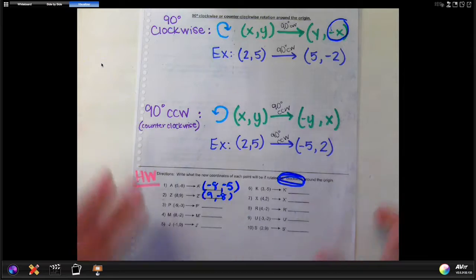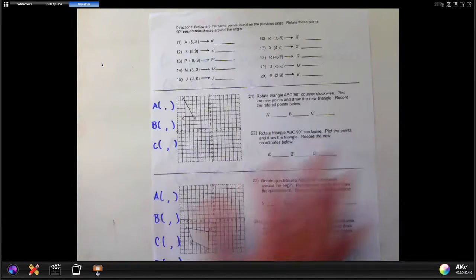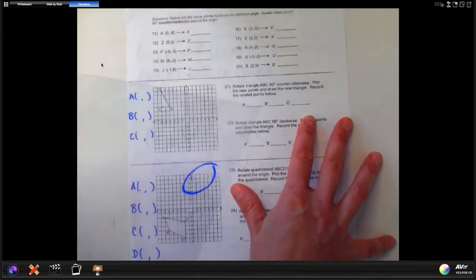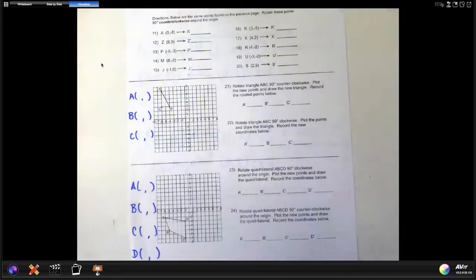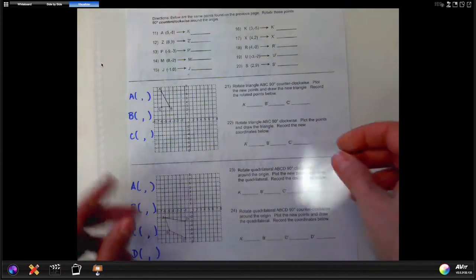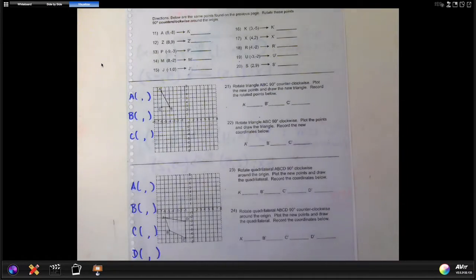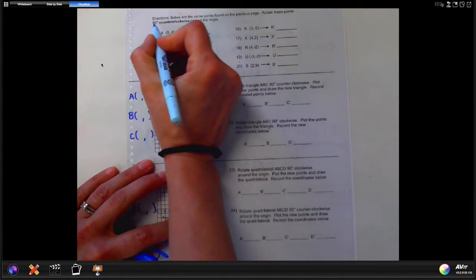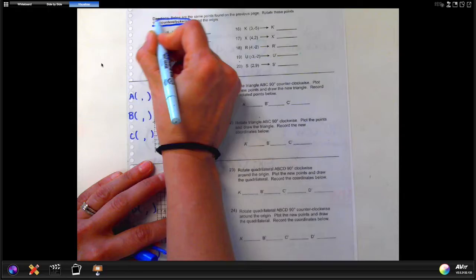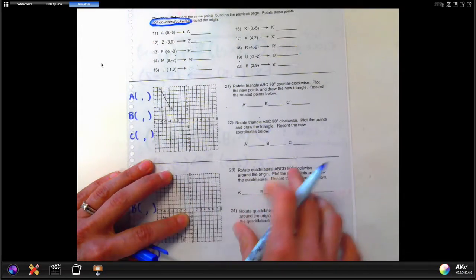So same rules apply for each one. Now we're going to go ahead and flip this to the back, because there's some others on the back that we should probably talk about and make sure everyone knows how to do. So we have the same set of ordered pairs here at the top, only this time it says to rotate 90 degrees counterclockwise. So we're going to use our notes for counterclockwise, and I'm going to quickly flip this around.